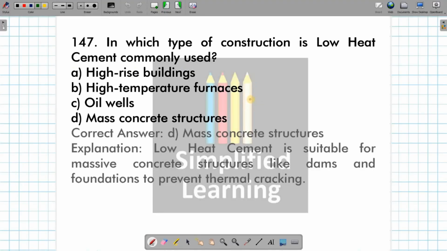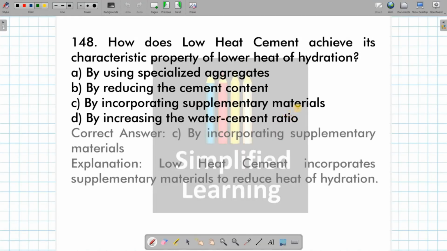And in which type of construction is low heat cement commonly used? Mass concrete structure. Okay, remember always low heat cement or low heat of hydration wherever it is required. It is a massive concrete structure such as dam. Then how does low heat cement achieve its characteristic property of lower heat of hydration? By incorporating supplementary material, we are going to have low heat cement.